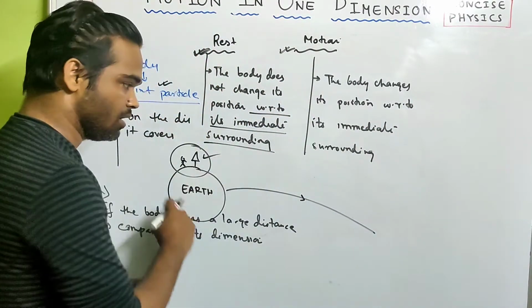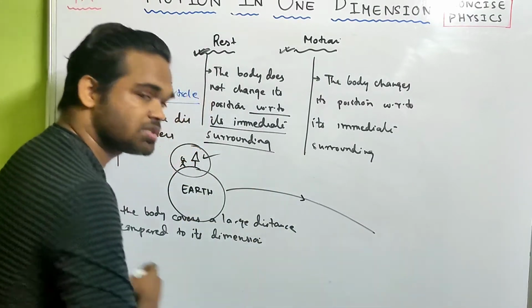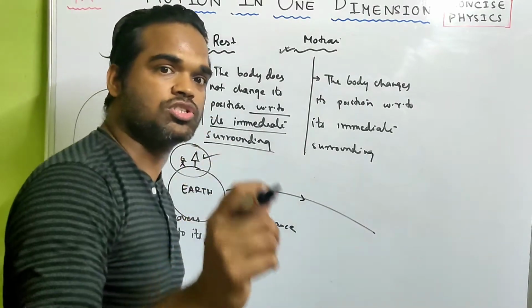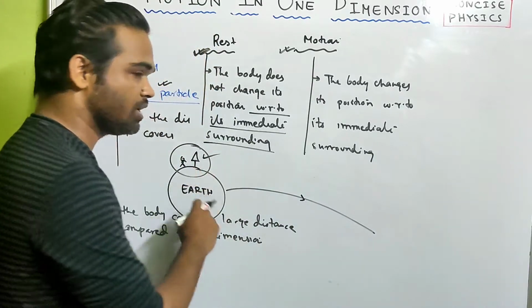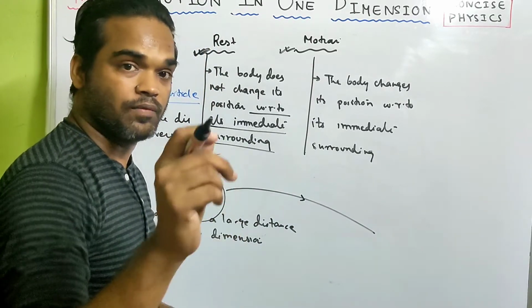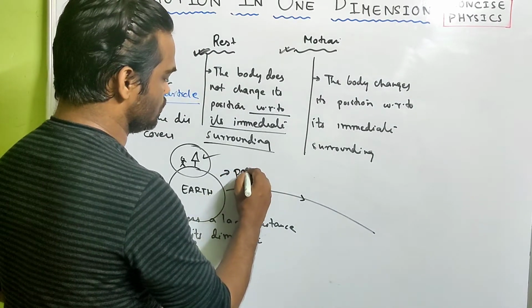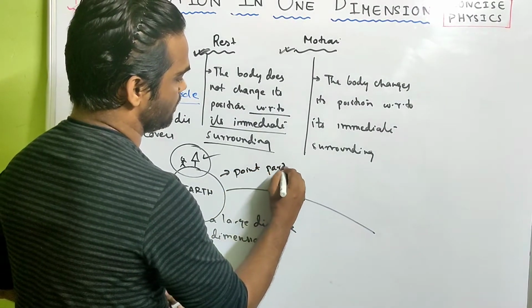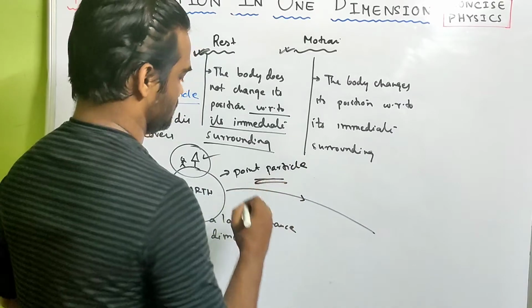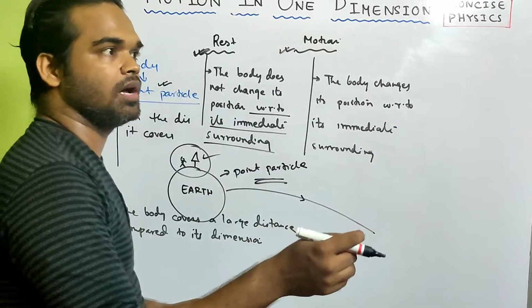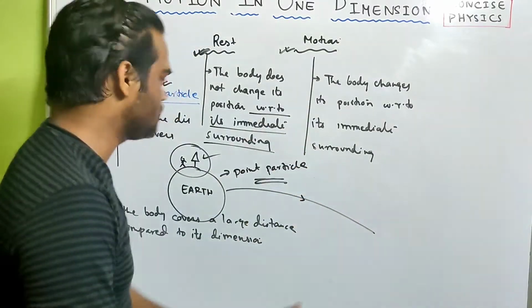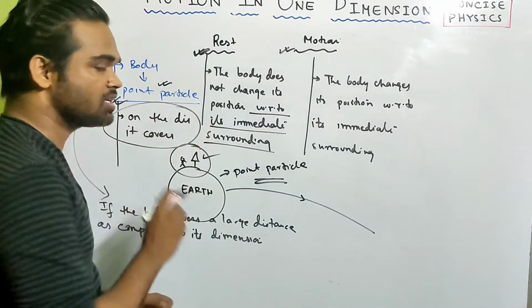Look carefully. The earth revolves around the sun and covers a huge distance as compared to the dimension of the earth, which means the earth can also be assumed as a point particle. So whether you take an object to be a point particle or not depends on the distance it covers.